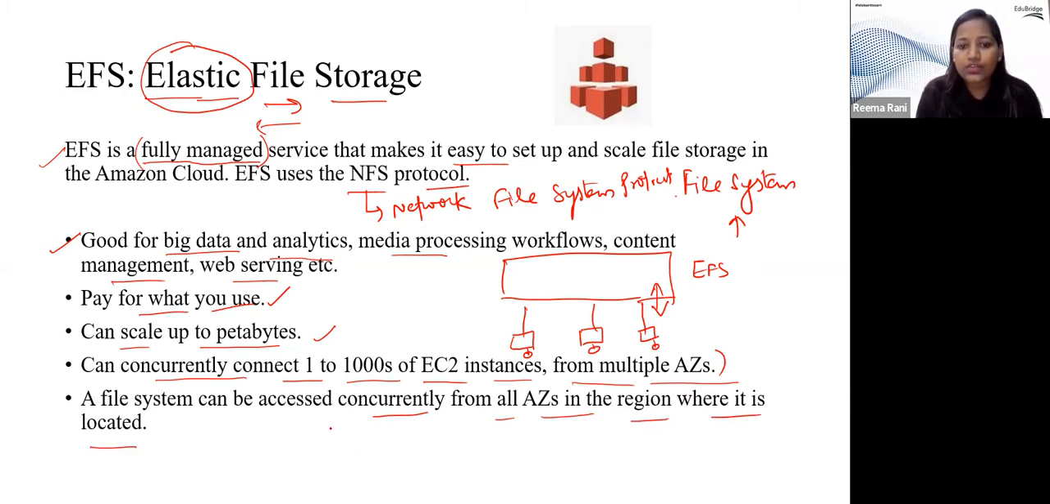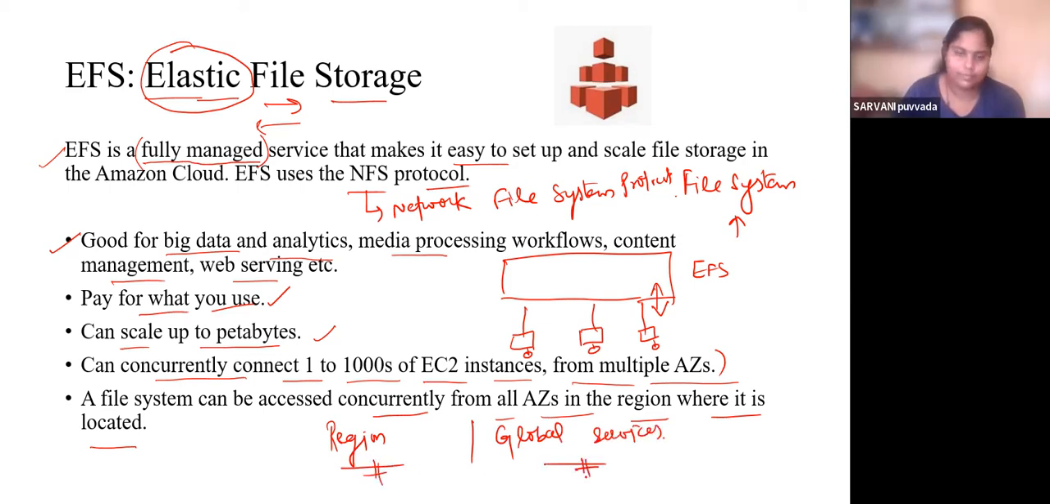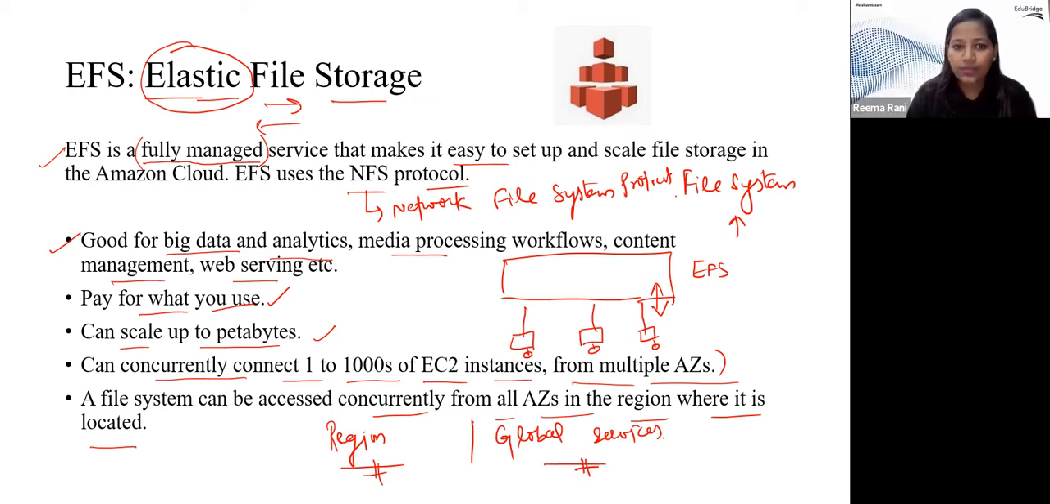A file system can be accessed concurrently from all AZs in the region where it is located. Fine. There are a few services which are region specific and a few are global services. Understood? There are two types of services present in AWS. Understood, guys?